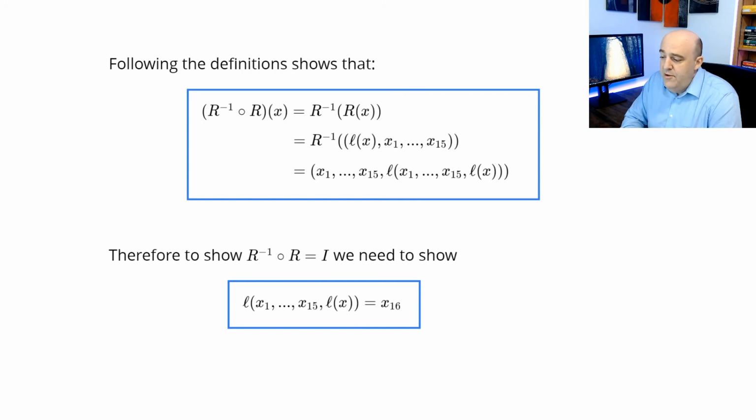So for this map to be the identity, we need the value here to be X1 up to X16. We see everything matching up on X1 up to X15. That's no problem. It's just that last coordinate. The question is, why is that last coordinate equal to X16? In other words, why is it true that L of (X1 up to X15, L of X), that is, L evaluated at that 16-component vector, gives you X16?